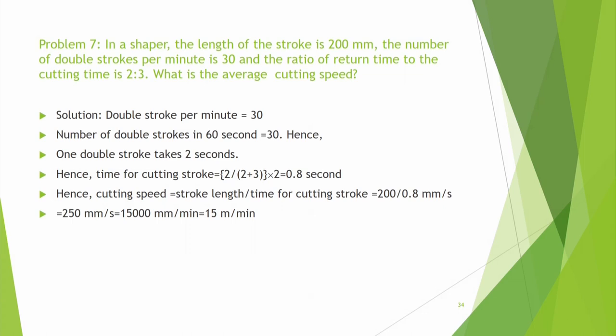In a shaper, the length of the stroke is 200 millimeter, the number of double strokes per minute is 30 and the ratio of return time to the cutting time is 2:3. That means for cutting it is taking 3 units, for returning only 2 units, it is faster. So, what is the average cutting speed?